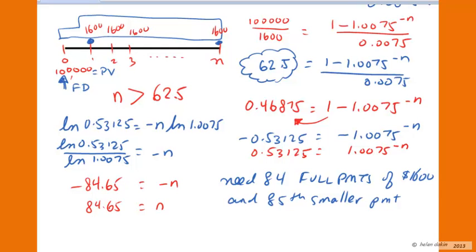What this means is that you've gone from a 25-year amortization period, or 300 monthly payments, to 84 monthly payments plus a smaller one. Now 84 monthly payments is 84 divided by 12, or exactly 7 years. So that's going to require 7 years plus 1 extra month for the 85th payment. So you've gone from a 25-year amortization period to a 7-year amortization period simply by increasing the monthly payment.